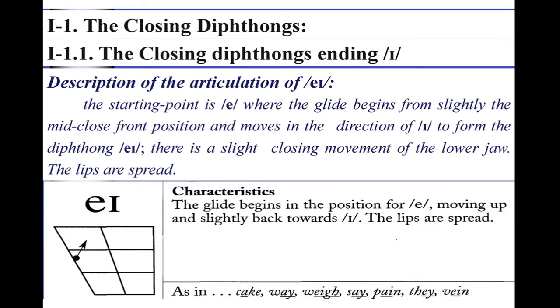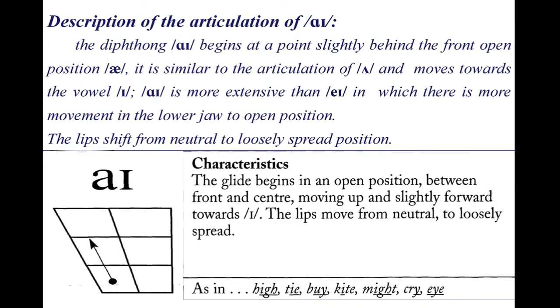Description of the articulation of ai. The diphthong begins at a point slightly behind the front open position. It is similar to the articulation of the previous diphthong and moves towards the vowel i. It is more extensive, in which there is more movement in the lower jaw to open position. The lips shift from neutral to loosely spread position.